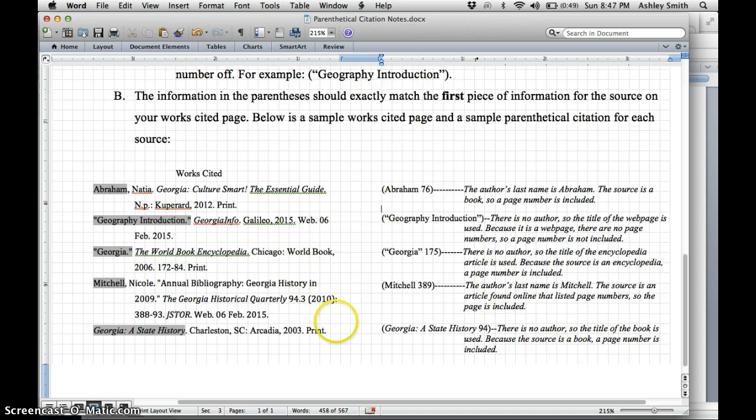Okay, so I hope this has kind of helped you get an initial grasp on what parenthetical citations look like and how they correlate with your works cited page.